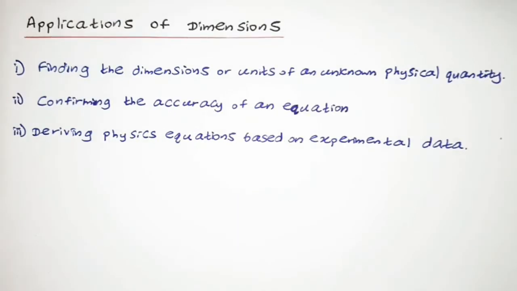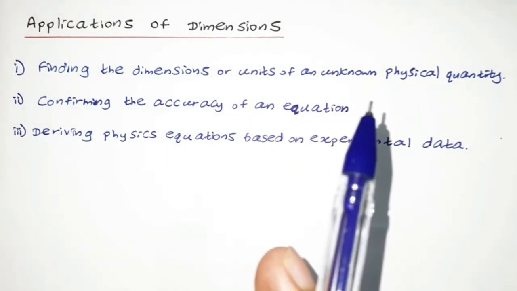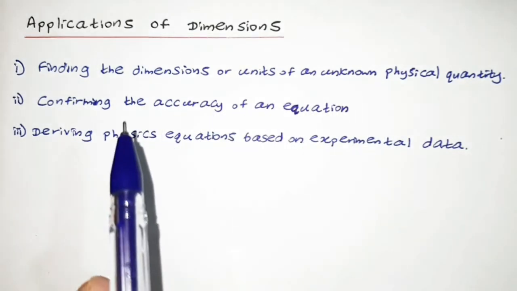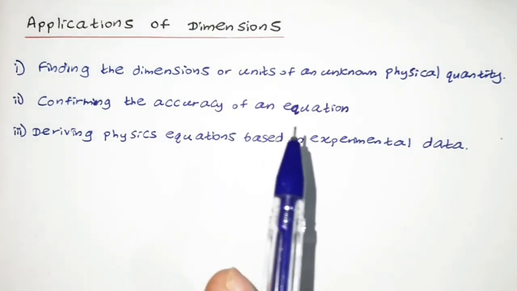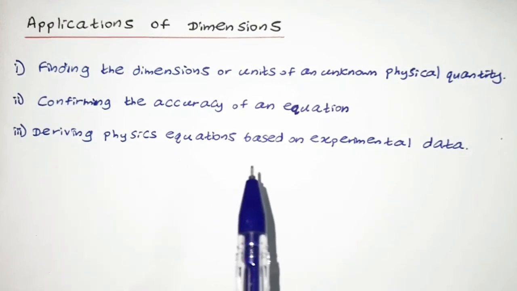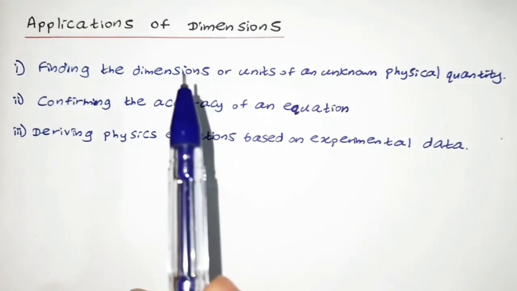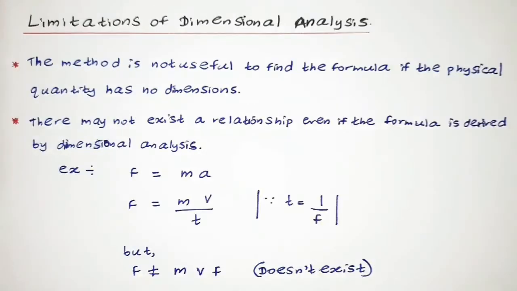There are three main applications related to dimensions. Let us talk about the applications of dimensions. Finding the dimensions or units of an unknown physical quantity. Confirming the accuracy of an equation, which is, the right hand side is equal to the left hand side of the equation. Deriving physics equations based on experimental data is also an application of dimensions.